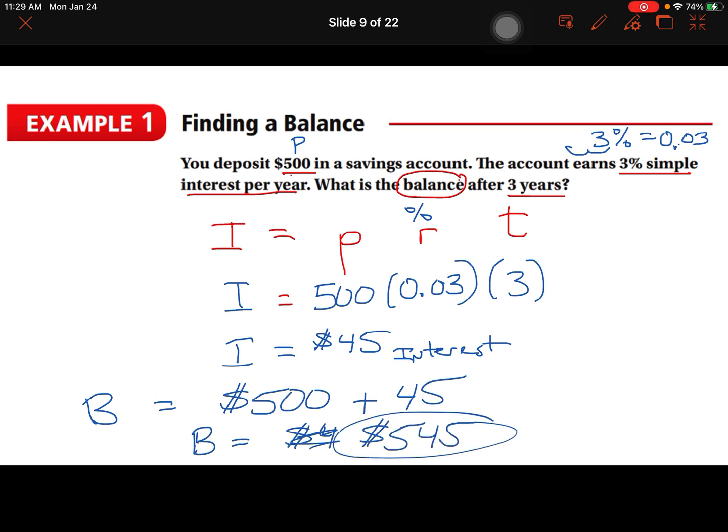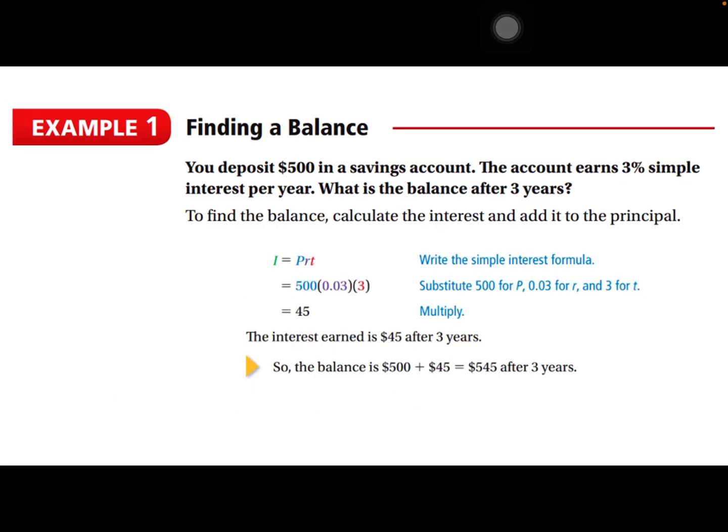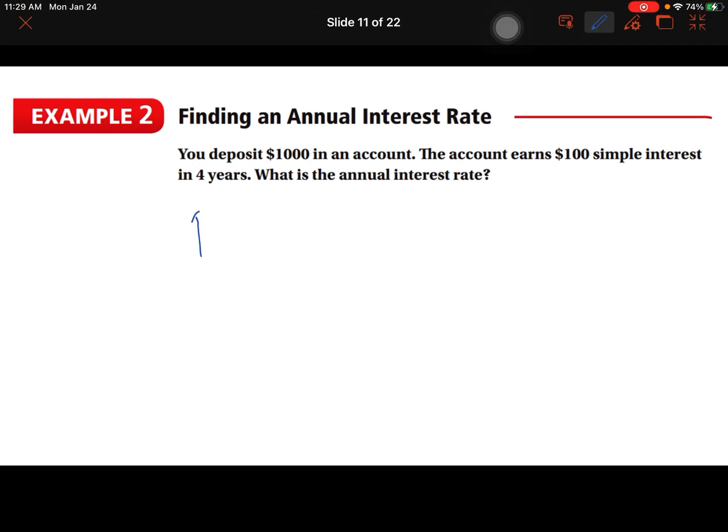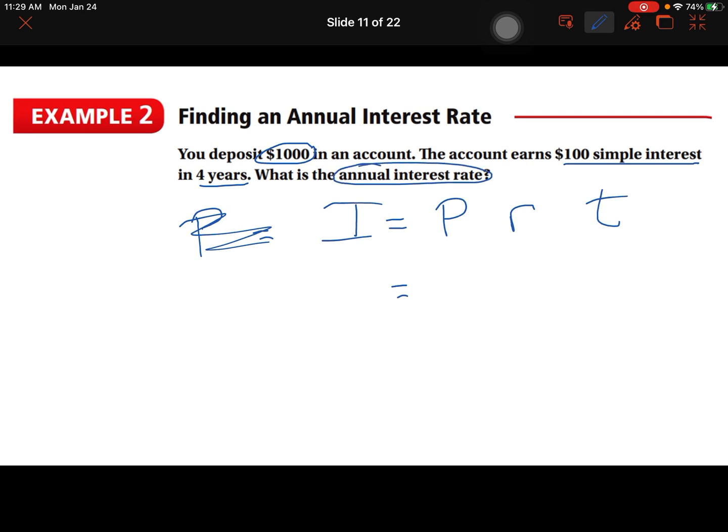All right. The next question, and this is an example of it worked out nice and pretty for you from the textbook. Once again, we're going to set up our formula. I equals P R T. Try to give yourself a bunch of room. And it says you deposit $1,000 into your account. The account earns $100 in interest in 4 years. And it says, what is the annual interest rate?